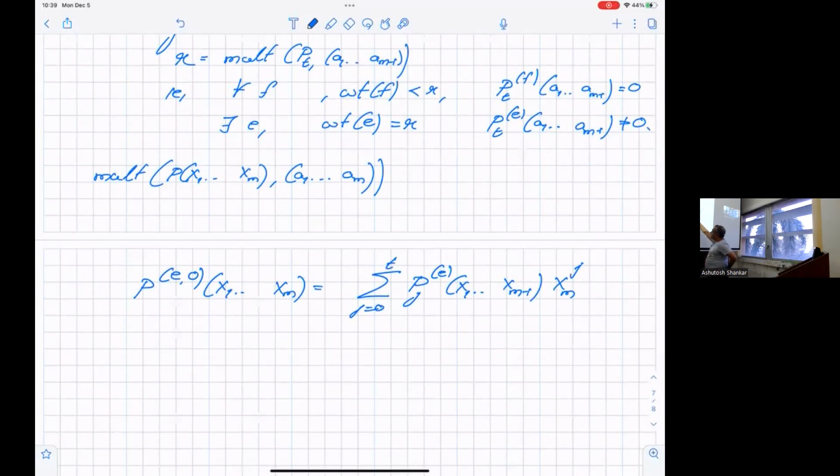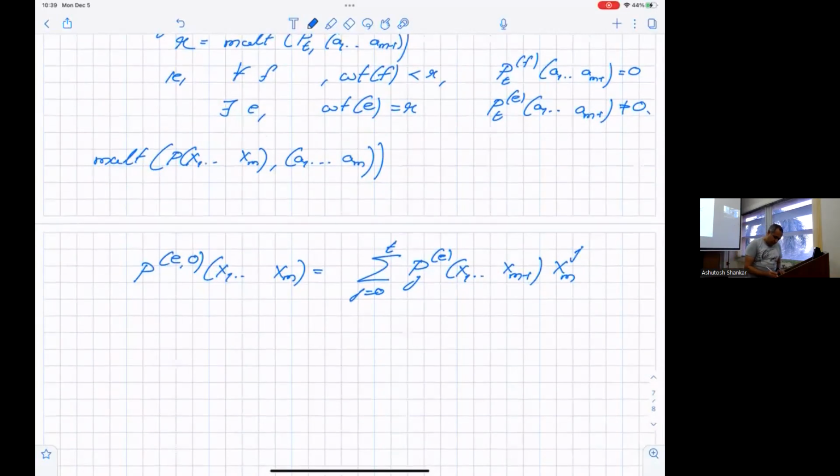But notice that because of this, this quantity, at the point, if you look at it, you substitute x1 to x_(m-1) and a1 to a_(m-1). This becomes a non-zero polynomial, because we know p_j,E of x1 to x_(m-1) is a non-zero polynomial. Okay? Because that's a non-zero polynomial.